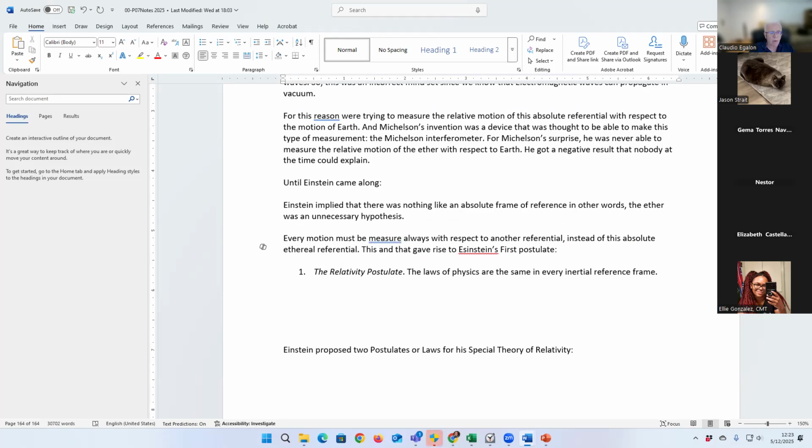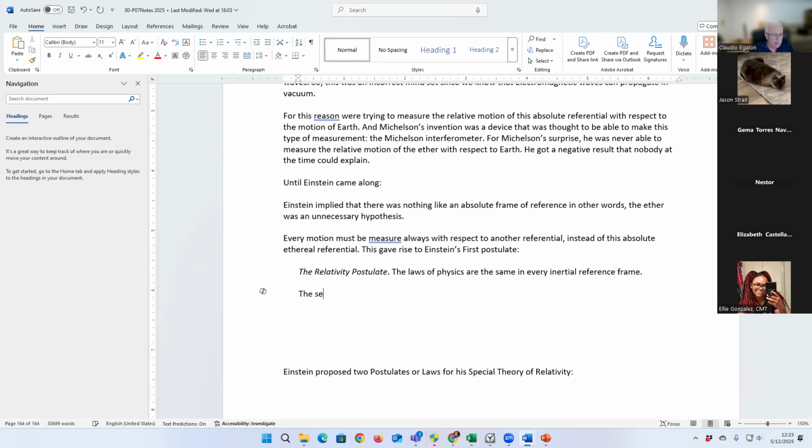Okay, this gave rise to Einstein's first postulate, the postulate of relativity, or the relativity postulate. And what does it say? It says that the laws of physics are the same in every inertial reference frame. Okay? And the laws of physics means any of those laws that I mentioned before.